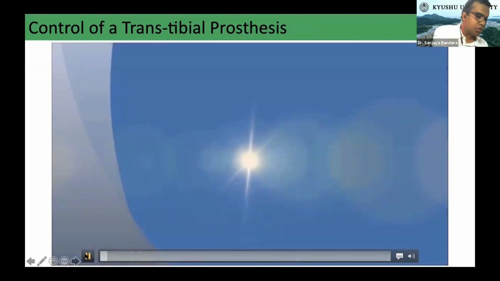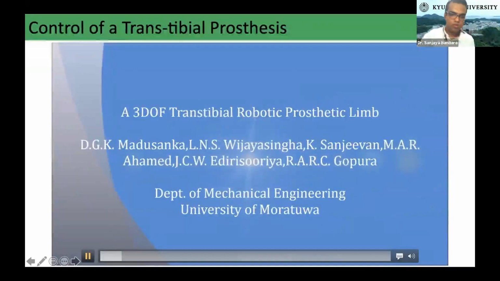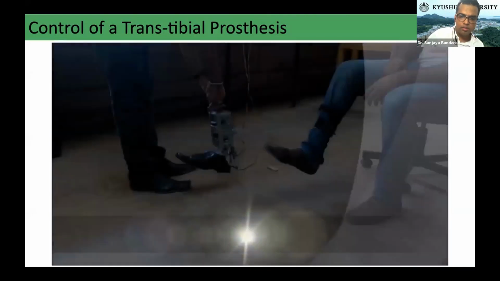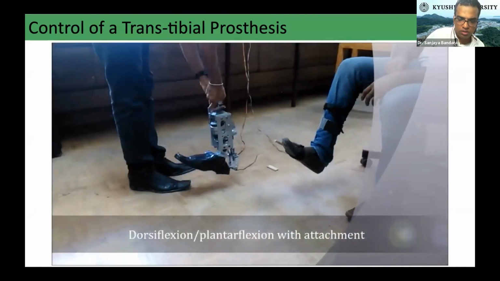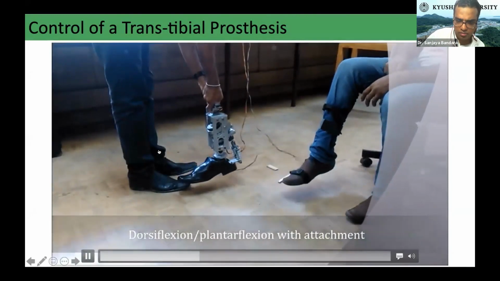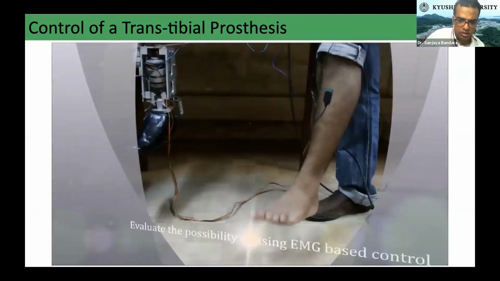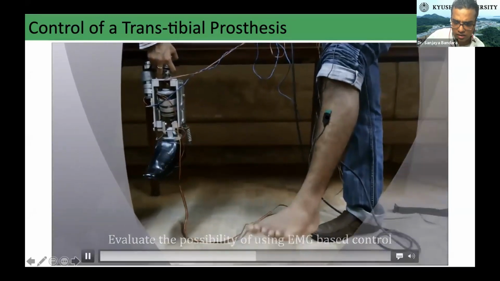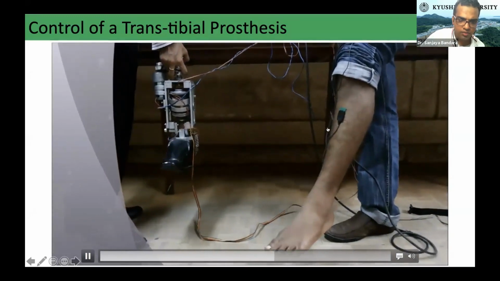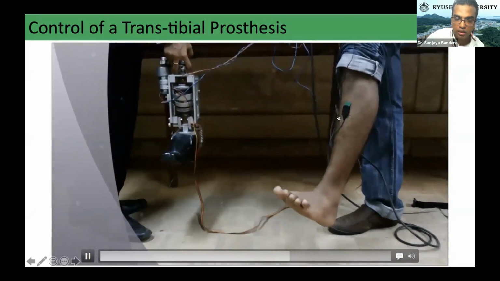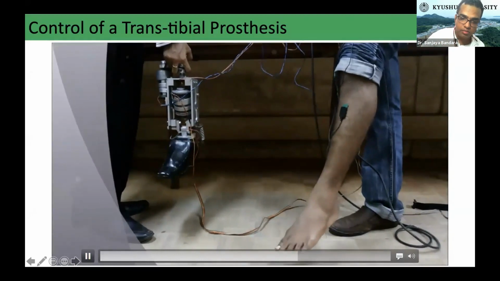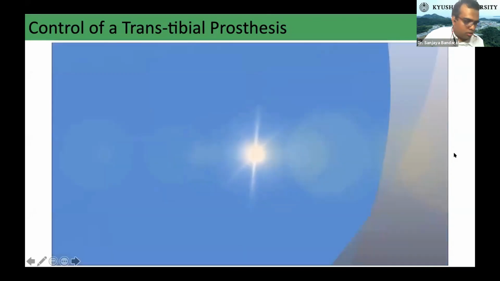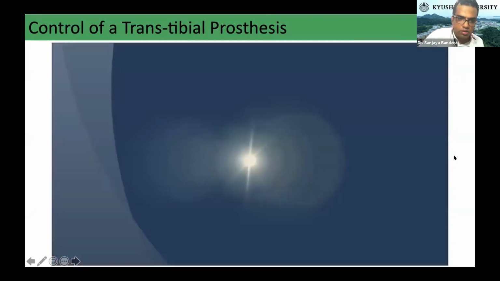So this is another project done at the University of Moratuwa. Thank you very much, Professor Gopura, for the video. This is a 3 degree of freedom lower limb prosthetic, the transtibial prosthesis. Now, as I said, they are using a dry electrode. I said there are two types, the wet and the dry type. They are using the dry type of electrode in this case.